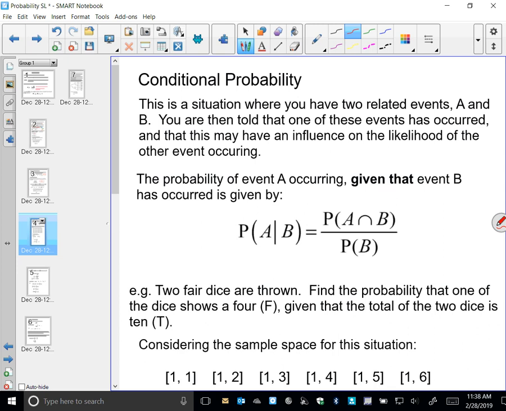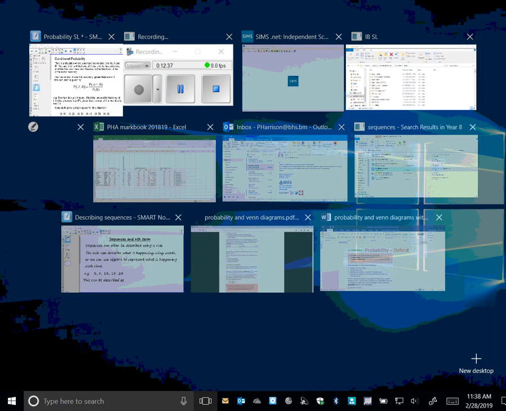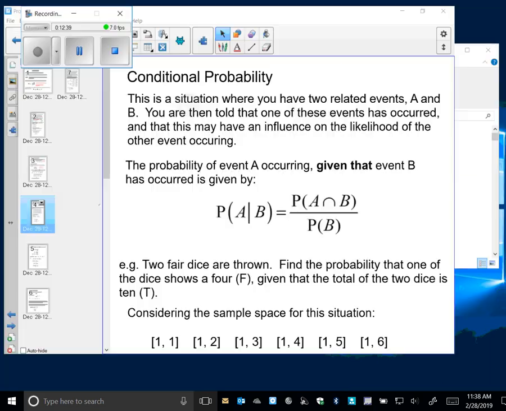I might stop there and just get you to do some questions now. Conditional probability is starting to get into the slightly hard stuff that you may or may not have covered to this point.